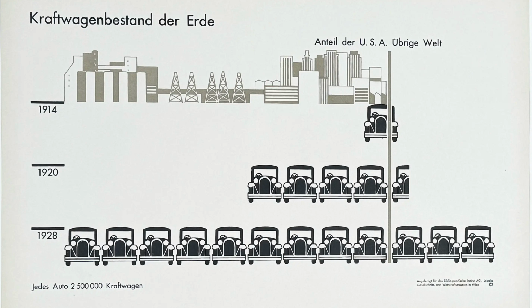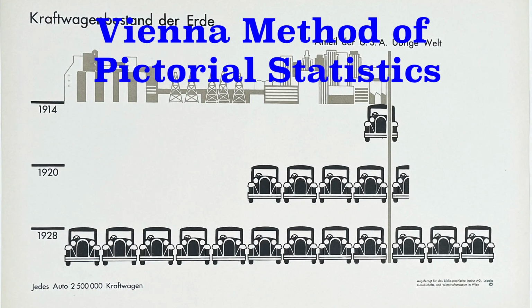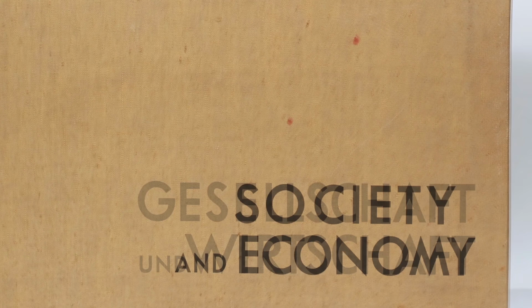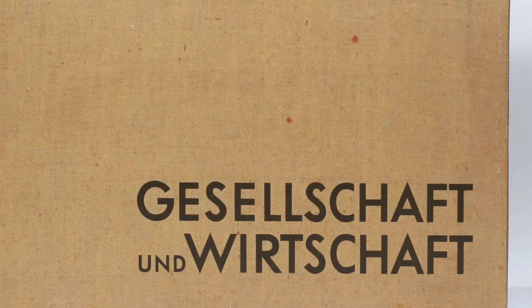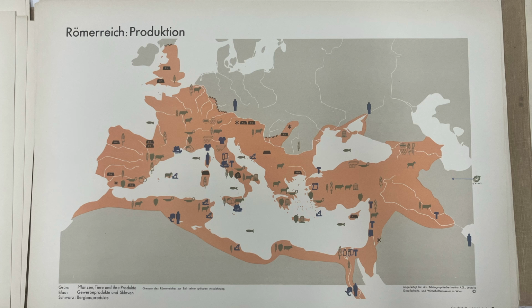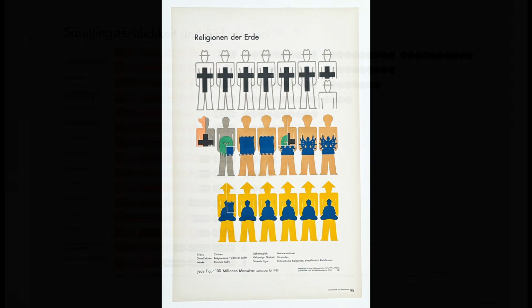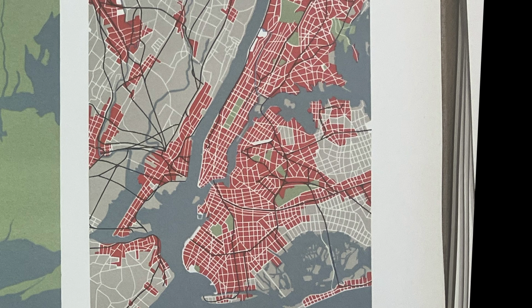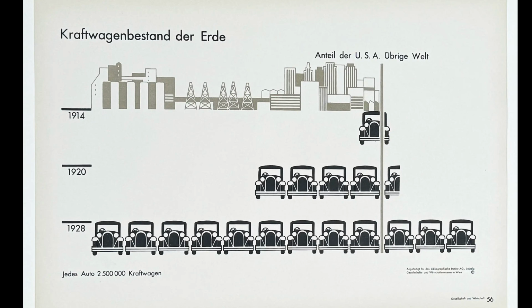He called his system the Vienna Method of Pictorial Statistics, admittedly not that catchy, but later, in the spirit of simplicity, renamed it Isotype. Today, people use a variety of terms, perhaps most commonly infographics. The resulting book, published in 1930, was Gesellschaft und Wirtschaft, or in English, Society and Economy. Here, Neurath's team created 100 plates presenting data on wildly different subjects, including world religion, infant mortality, unemployment, gender and employment, migration, the rise of New York, urbanization, and yes, the growing popularity of the automobile.